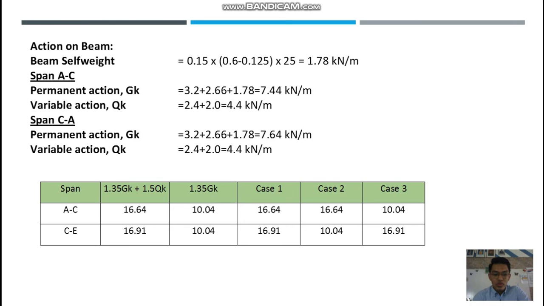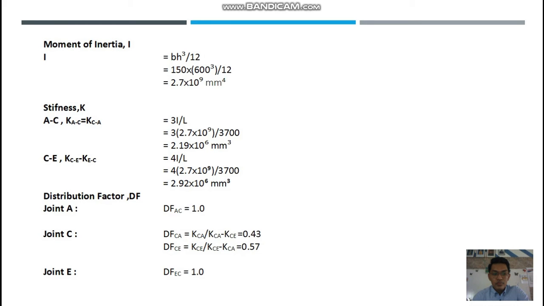The table here shows that we have three cases of load that we need to calculate. So there is a value for every case. Next we calculate the moment of inertia, and the value for inertia is 2.7 times 10 power of 9 millimeter power of 4. And we also calculate the stiffness K for AC and CE, and the value for every stiffness, as you can see here.